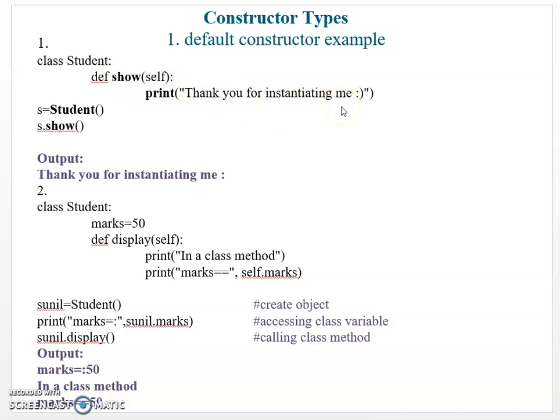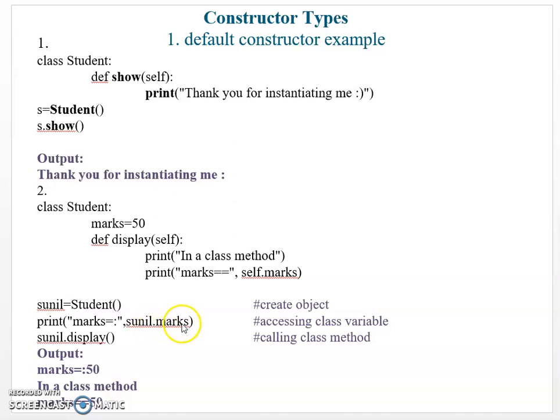Same with the second example, class student. Now marks is a variable of the class, or the data member of the class, and this is the member function. Def display in brackets self, and then print in a class method, and it will print the marks value on the console. After the class definition, Sunil is my object, Sunil equal to student. Here I have not written the constructor, so it will call the default constructor by default and initialize the members. Next, print marks. To access the data member, we can directly access it with the object name and the dot operator.